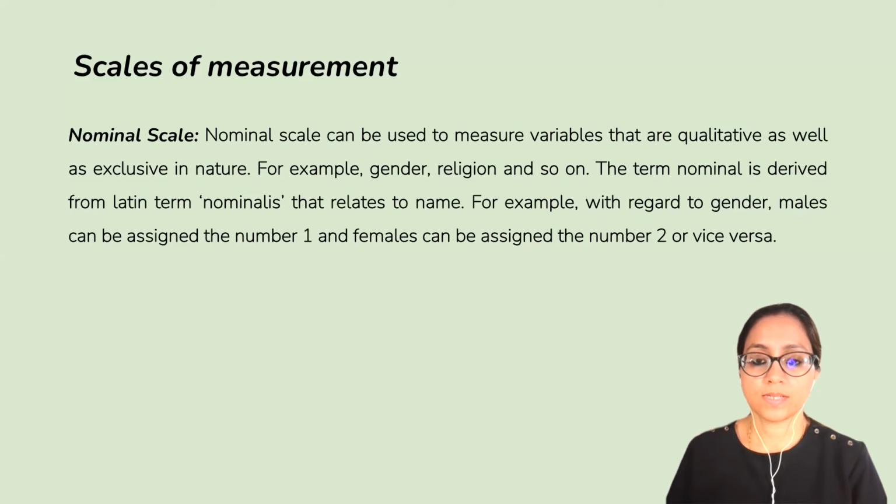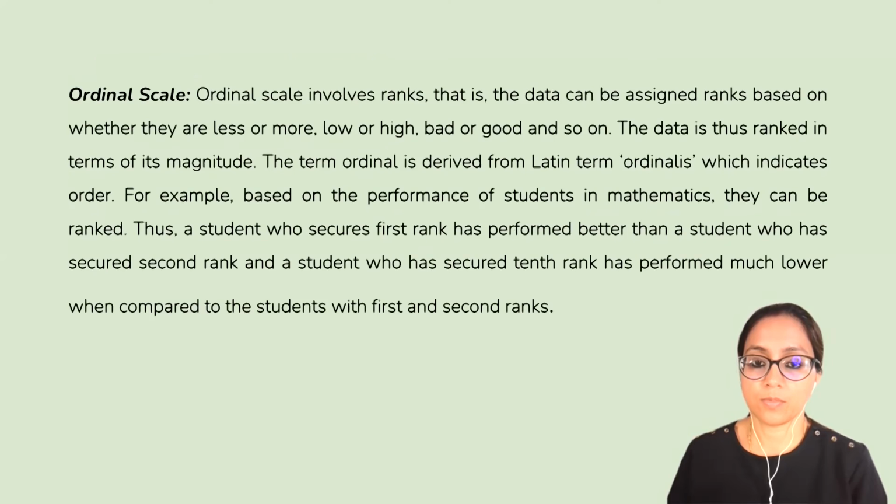Now we will discuss the scales of measurement. First is the nominal scale. Nominal scale can be used to measure variables that are qualitative as well as exclusive in nature, for example, gender, religion, and so on. The term nominal is derived from the Latin term nominalis that relates to name. For example, with regard to gender, males can be assigned the number 1 and females the number 2, or vice versa. So this is about the nominal scale.